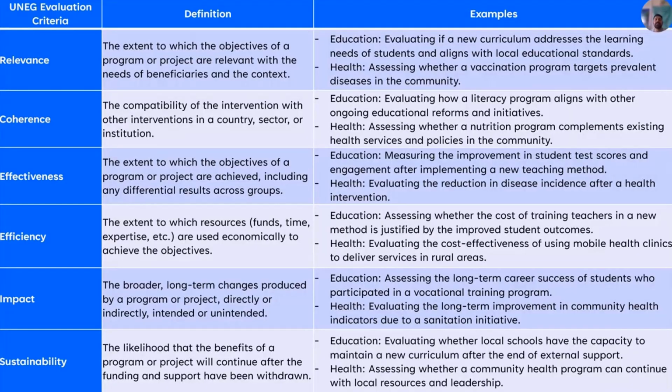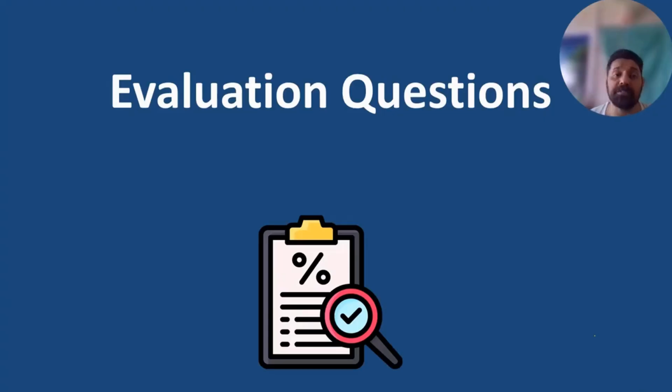On this slide, you can see all these evaluation criteria on this side. On this side, you can see the definition of each criteria, and on this side, you can see examples. You can pause the video here also and discuss. Now, after evaluation criteria, the next thing is evaluation question, which we already discussed also a lot in each criteria, but let's focus here on.